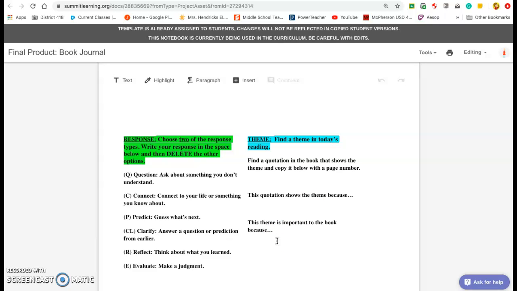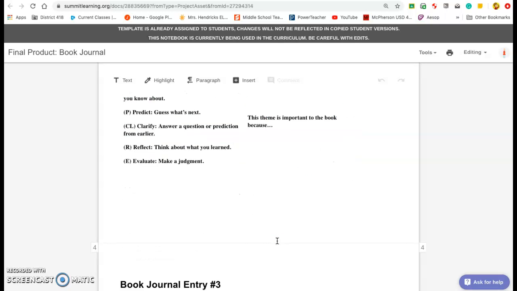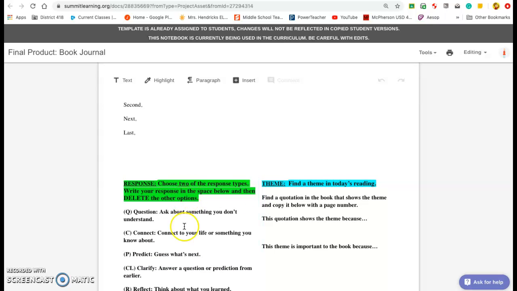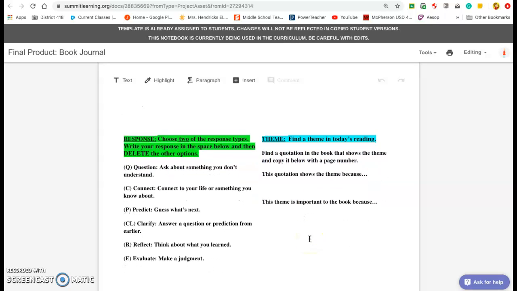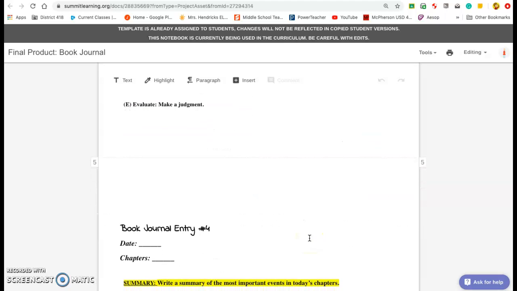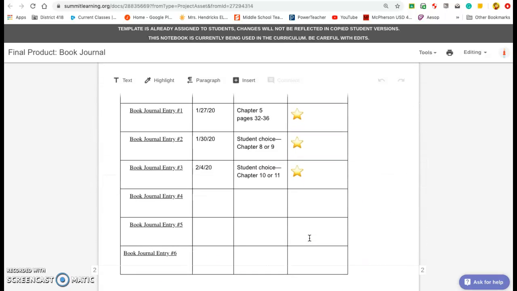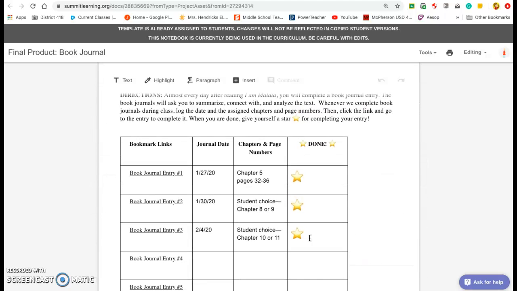Okay, so that needs to all be a part of your second journal entry and then also your third journal entry. That will be on either chapters 10 or 11. You're doing summary, you're choosing 2 of the response types, and then you're doing the same thing with theme. So you should have up to, we have not done journal entry 4. So entries 1, 2, and 3 should be complete.